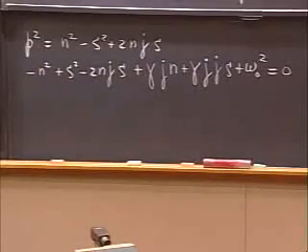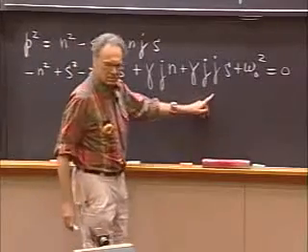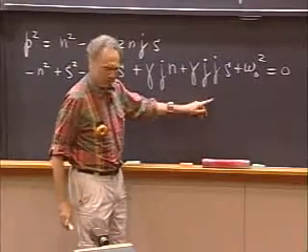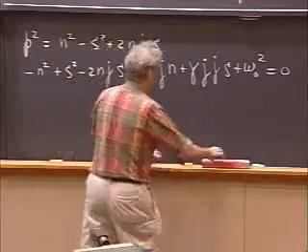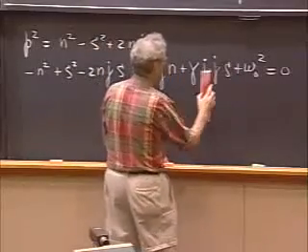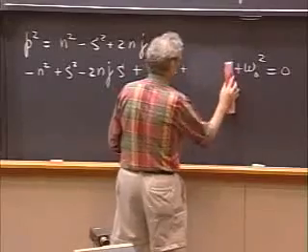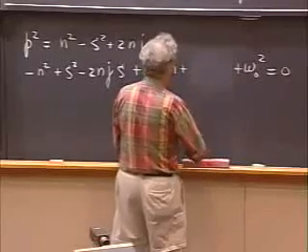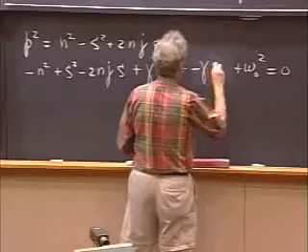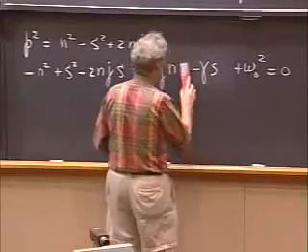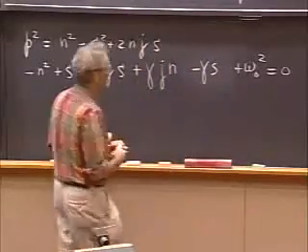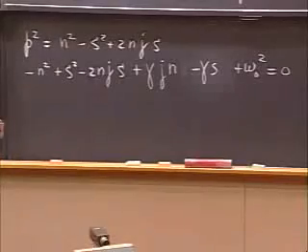I have here j squared. J squared is minus 1. So I can erase this and replace it by minus gamma s. You cannot do that. That's the price you pay if you didn't take my advice not to take any notes. So this is minus gamma s.